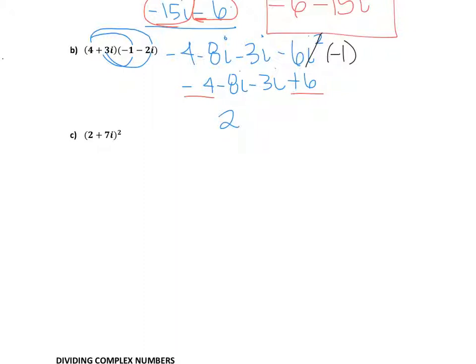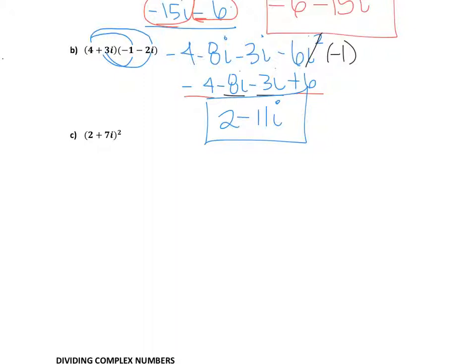And then I'm going to combine my imaginaries. -8i minus 3i is -11i. Make sure, is this in A plus BI form? And it is, so we're done.